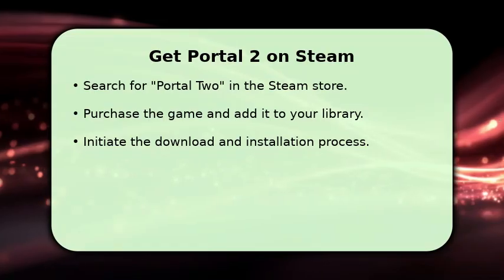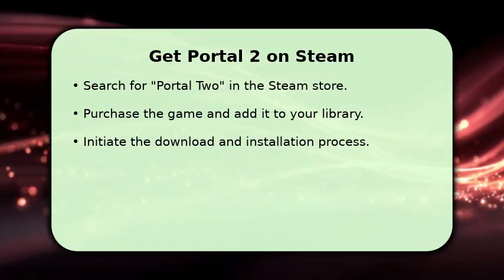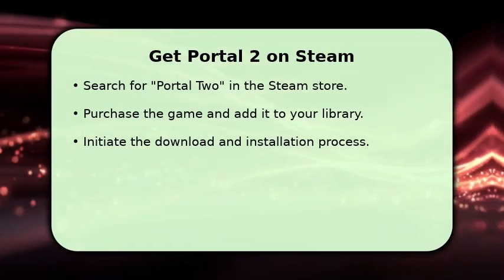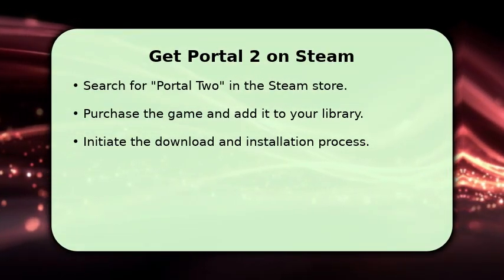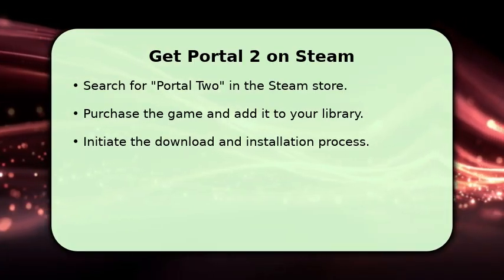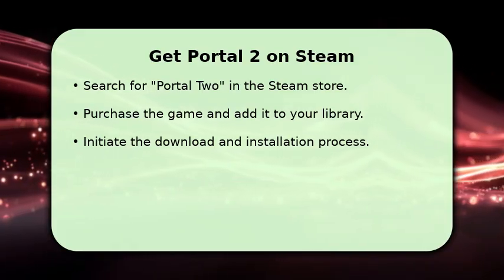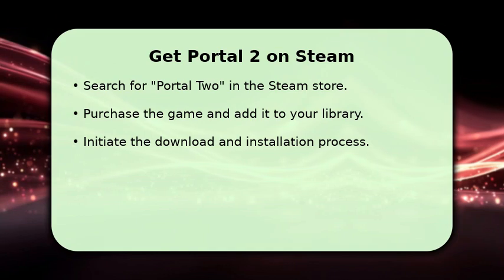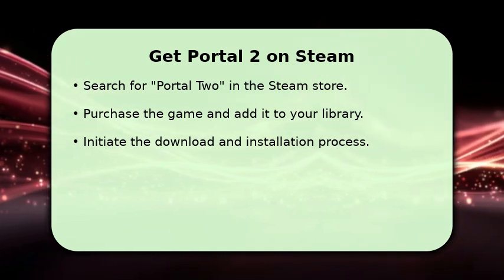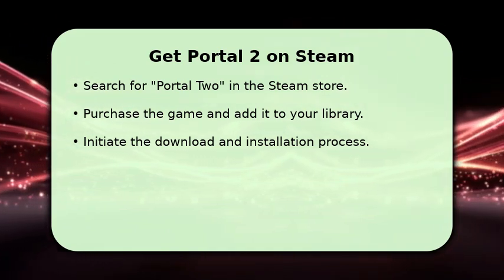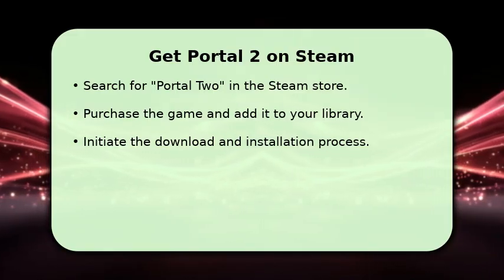With Steam installed and running, it's time to get Portal 2. Navigate to the Steam store using the search bar at the top. Type Portal 2 and select the game from the results. You can then purchase it and add it to your game library. Once purchased, click the Install button. The game will begin downloading, which might take some time depending on your internet speed.